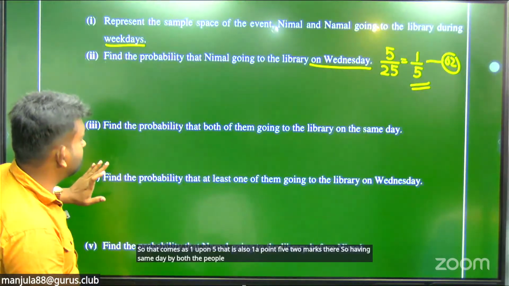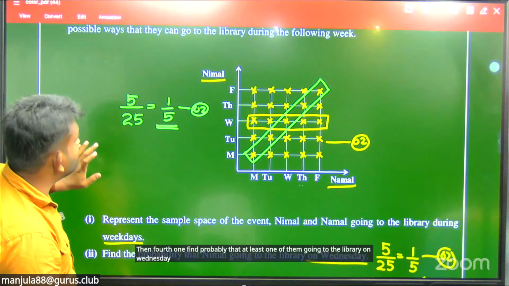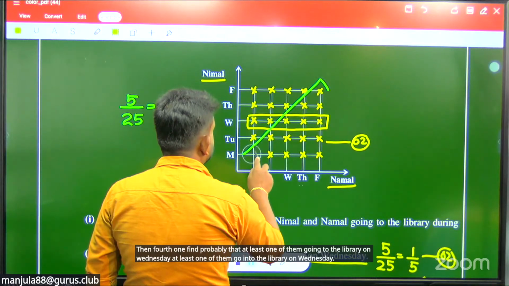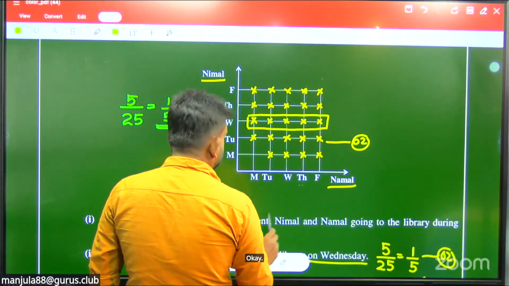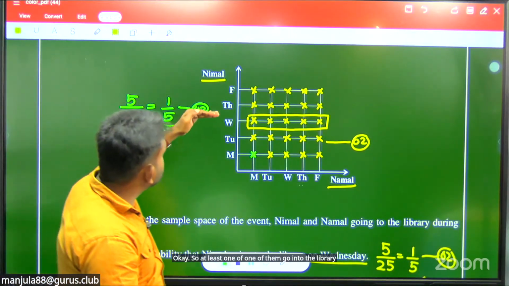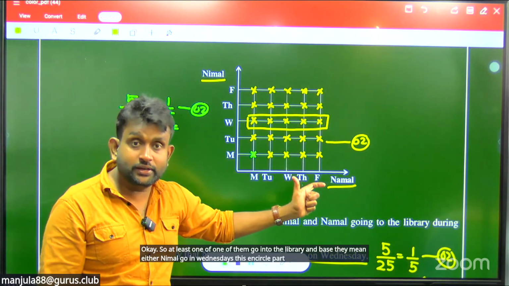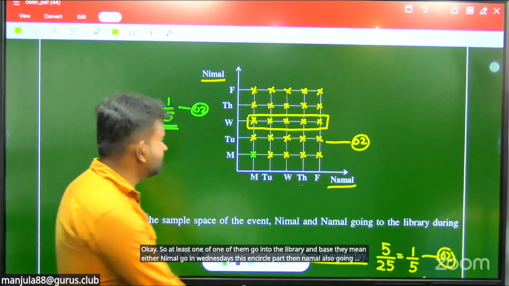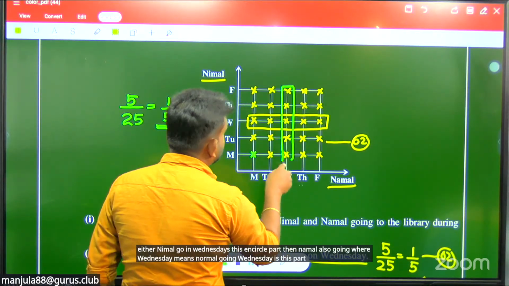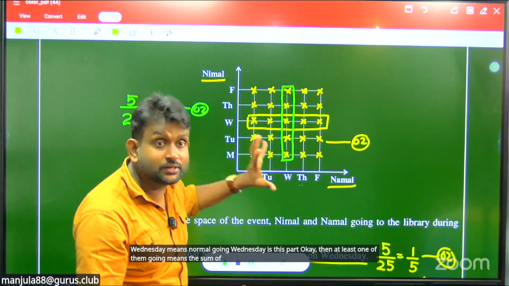Then the fourth one: find the probability that at least one of them goes to the library on Wednesday. At least one of them going on Wednesday means either Nimal goes on Wednesday, which is this encircled part, or Namal also goes on Wednesday, which is this part. Then at least one of them going means the sum of these two encircled events.